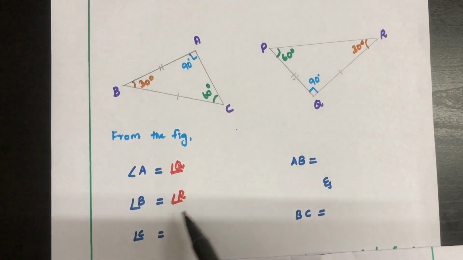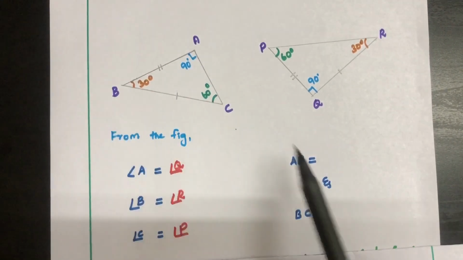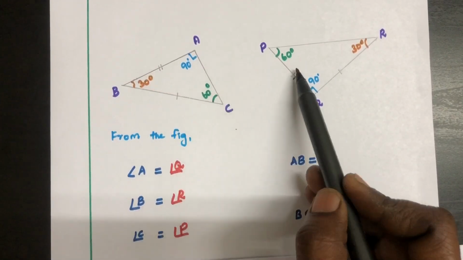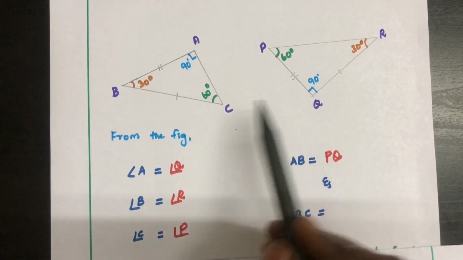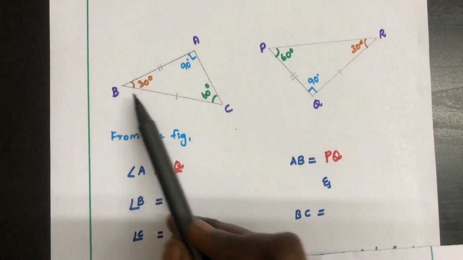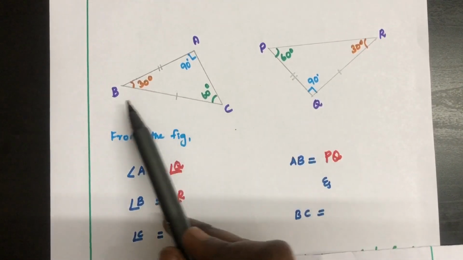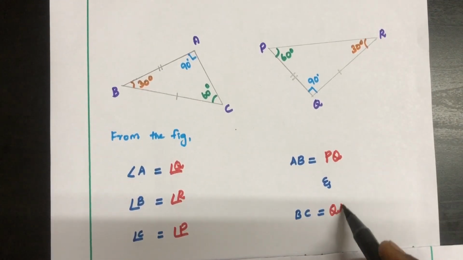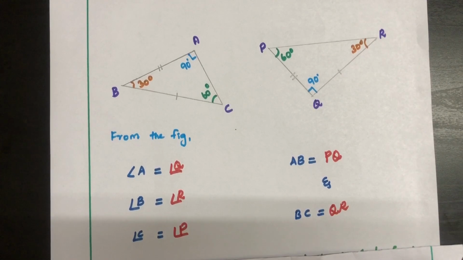Angle C is equal to angle P. Now the sides. AB is equal to PQ; this two-line mark indicates both are equal. Similarly, this is BC, and this single line indicates the same length. BC is equal to QR. Now, for these two triangles, we have shown 5 pairs of equal elements.